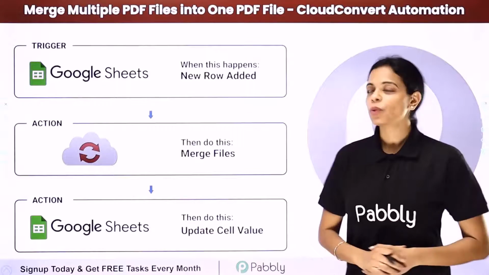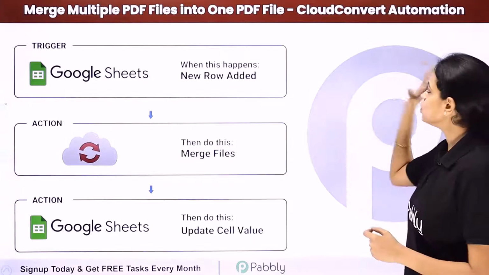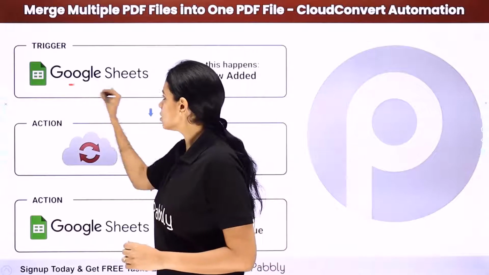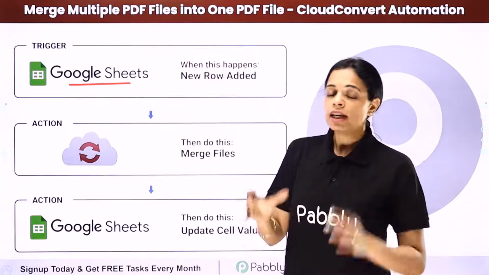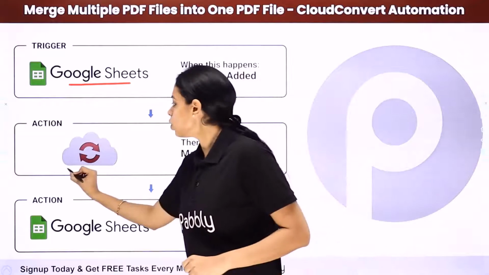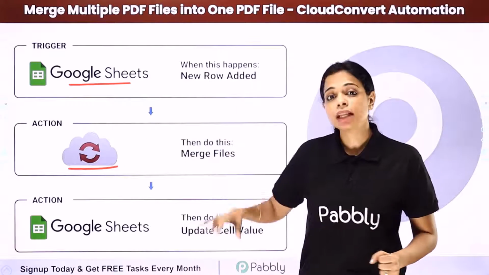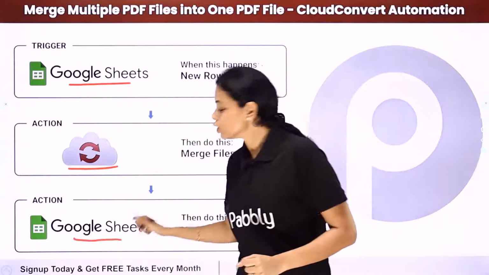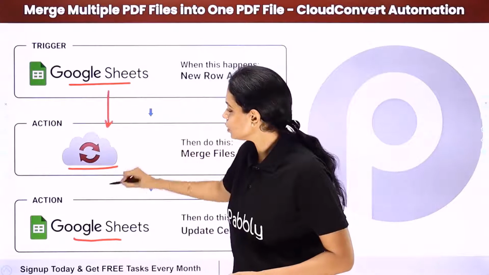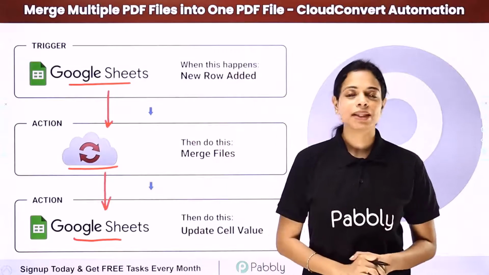In this video, we are going to see how to merge multiple PDF files into one PDF file using CloudConvert. Let's say that you have certain URLs in your Google Sheet or any other spreadsheet. Now you want to merge all those files using CloudConvert, which is an online file conversion platform. You can do the same and then update the same Google Sheet with the merged file URL. How can you do this? For this, you will have to set up some integration between CloudConvert and Google Sheets. The same thing can be done using Pabbly Connect software.